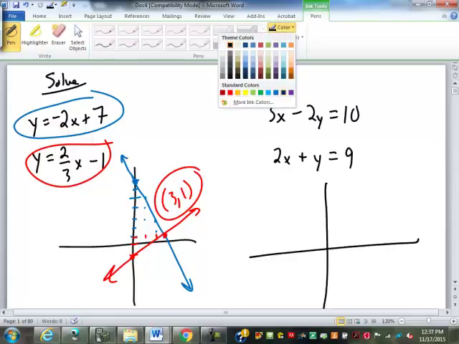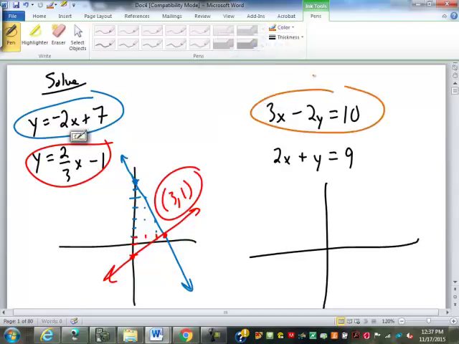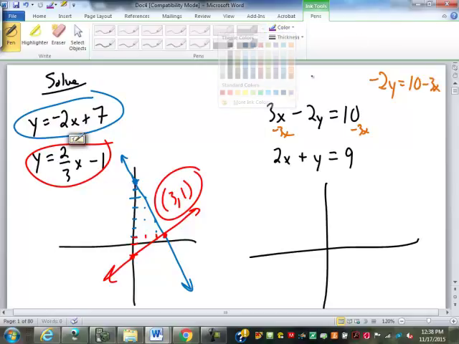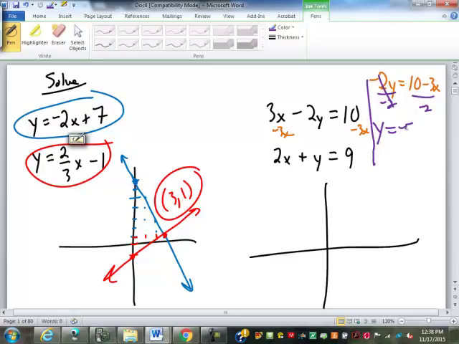Okay. So for the second one here, second set, let's do the top equation first. To graph that, we're going to have to adjust it a little bit. What are we going to have to do? We'll subtract 3x. So what that's going to give us is a negative 2y equals 10 minus 3x. From there, what do we have to do? Divide by negative 2. So we get y equals what? Negative 5 plus 3 over 2x.